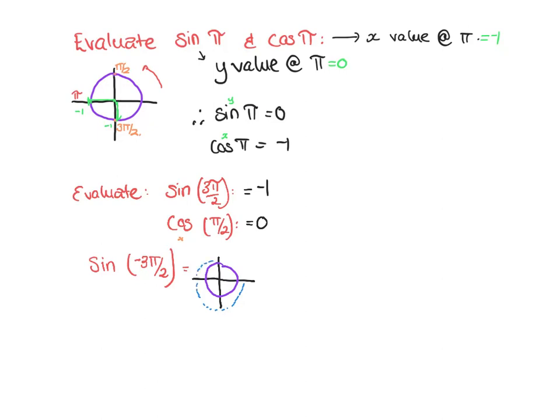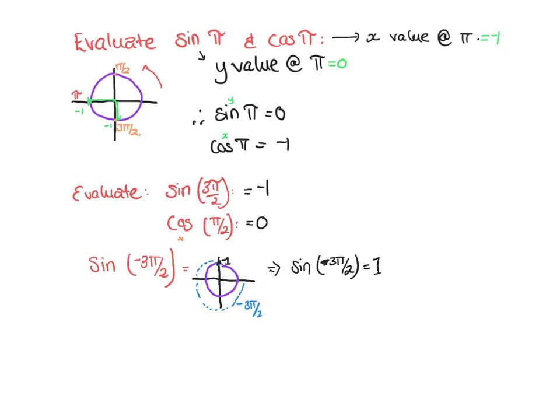So we've moved backwards 3 over 2 pi, and that brings me to there. If they're asking me what the sine value is there, remember sine is y, and up there y is 1. So I could say that sine of -3 pi on 2 is equal to 1. Okay, so that's another question.